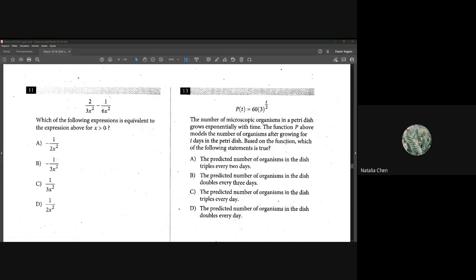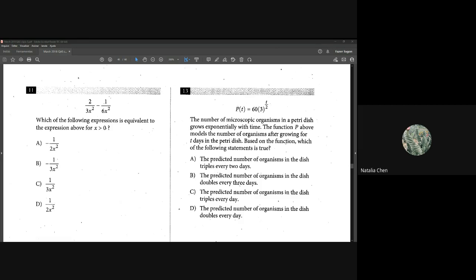days in the petri dish. Based on the function, which of the following statements is true? The predicted number of organisms in the dish triples every 2 days. The predicted number of organisms in the dish doubles every 3 days. The predicted number of organisms in the dish triples every day.